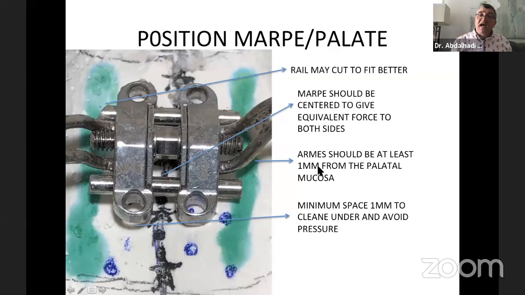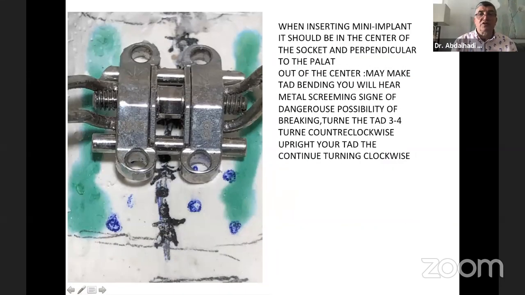The arm should be at least 1 millimeter away from the palate mucosa, because when you expand, if it is sitting on the mucosa, it will enter inside the mucosa. And even in the lower, a minimum space of 1 millimeter to clean under and avoid pressure on the mucosa. So these are the criteria that you should tell your lab about, or you do it yourself.